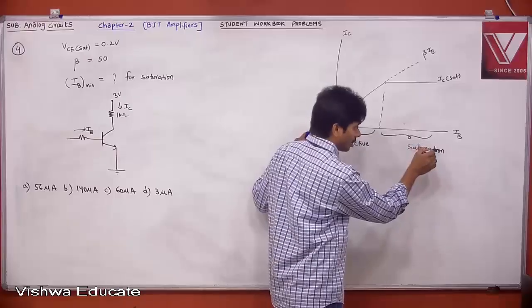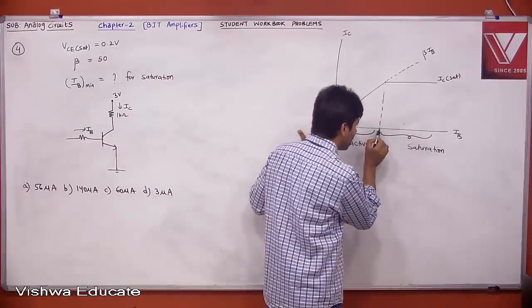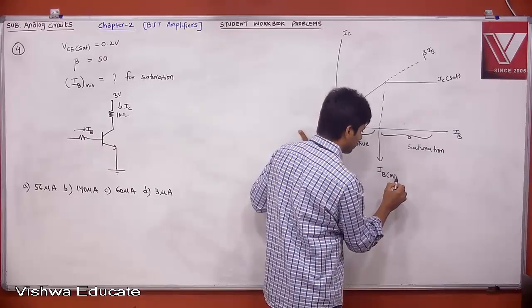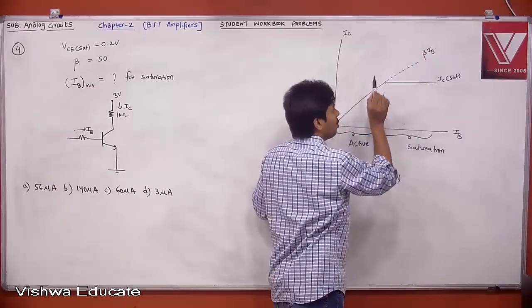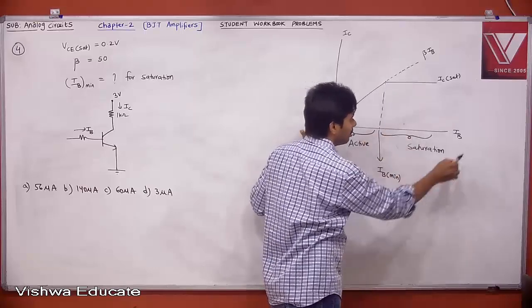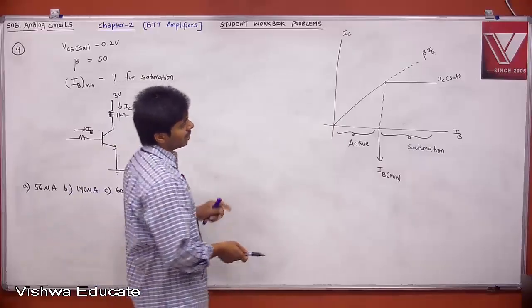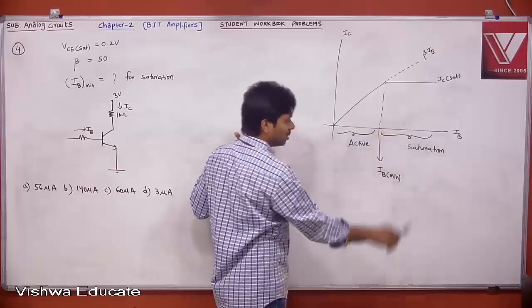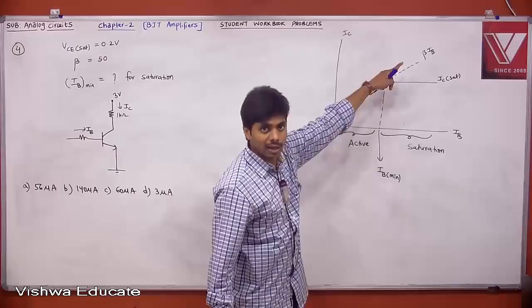Now to drive the transistor into saturation, what is the minimum IB? This is your IB minimum. When the transistor is entering into saturation, at the start of saturation, whatever IB you have, when you increase IB more than this, the transistor will for sure be in saturation. That is what is being asked, right? Therefore exactly at this point you can say IC is equal to beta into IB, right?